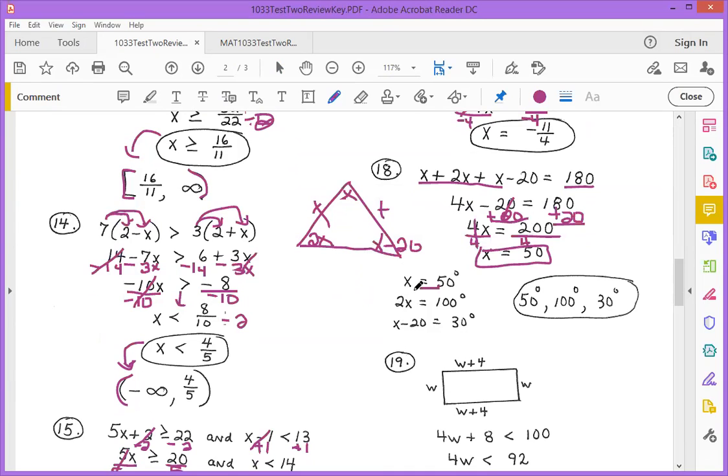So we would substitute 50 everywhere we see x to get the other 2 angles. 2 times 50 gives us 100, and then 50 minus 20 gives us 30. So our 3 angles are 50, 100, and 30 degrees.